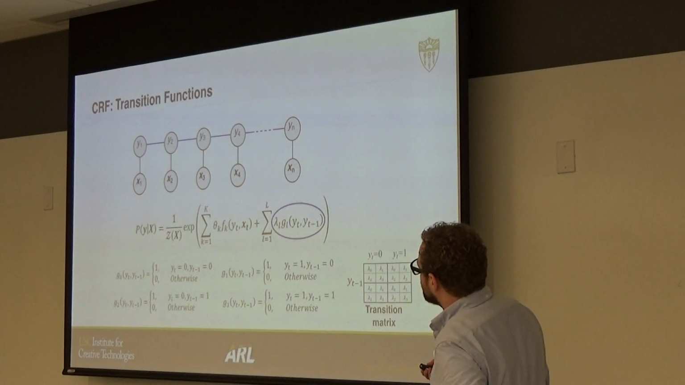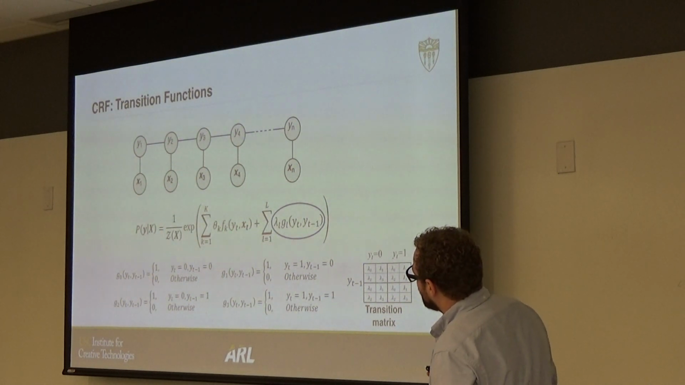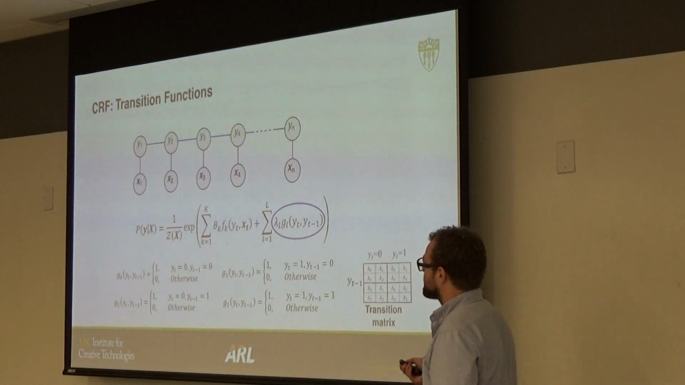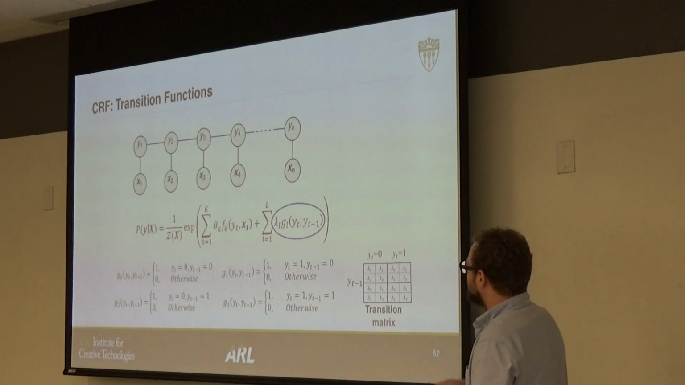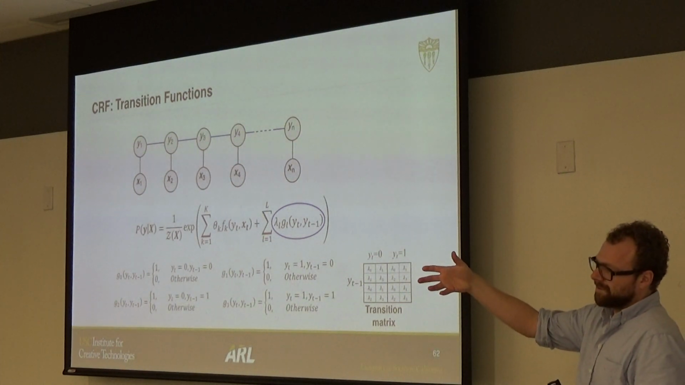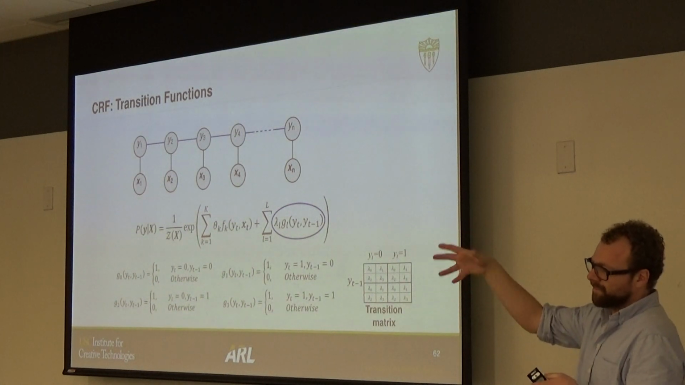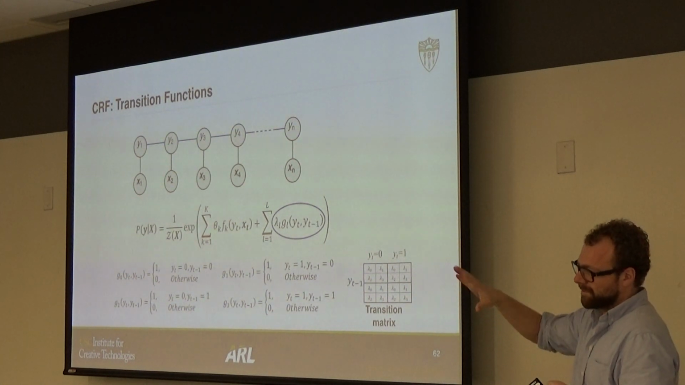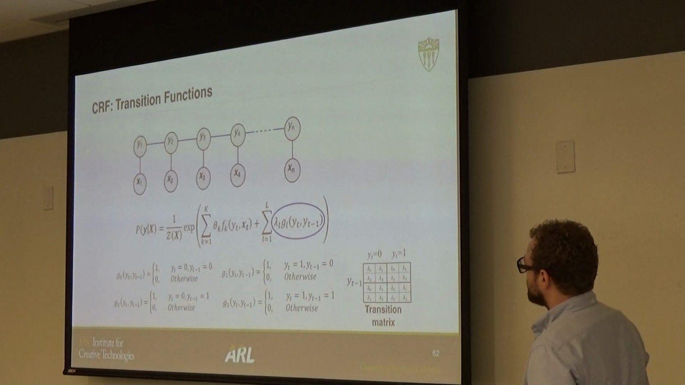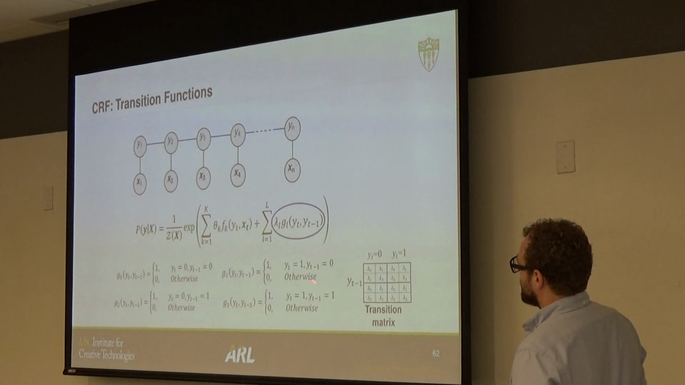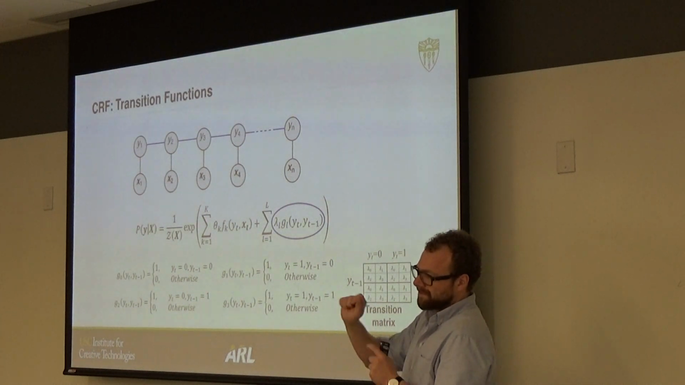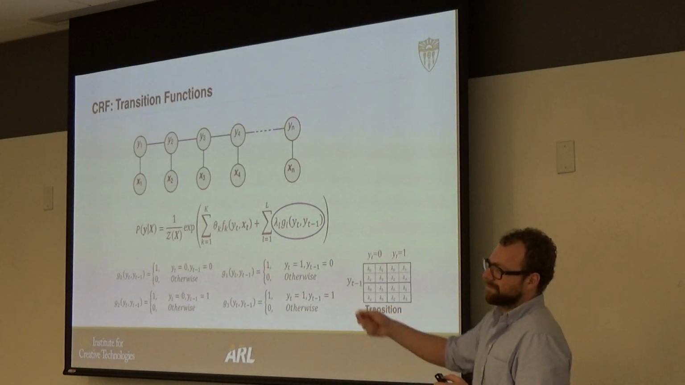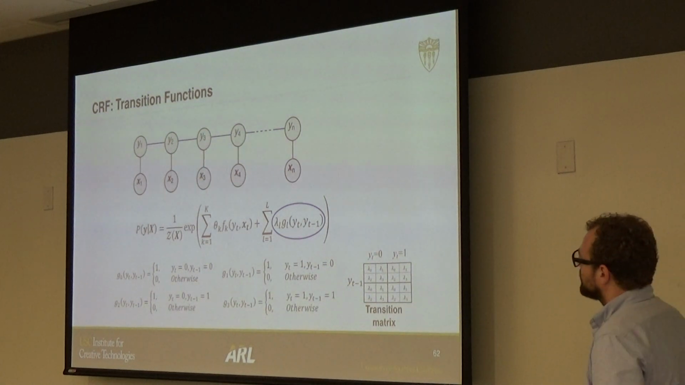K again is the number. In this case it would be 6, and L is dependent on, as you can see down here, the number of states, or the number of classes only. So the transitions, it's only 4, because we can only transition between the 2 states, or the 2 classes. So it's 2 times 2. Okay?